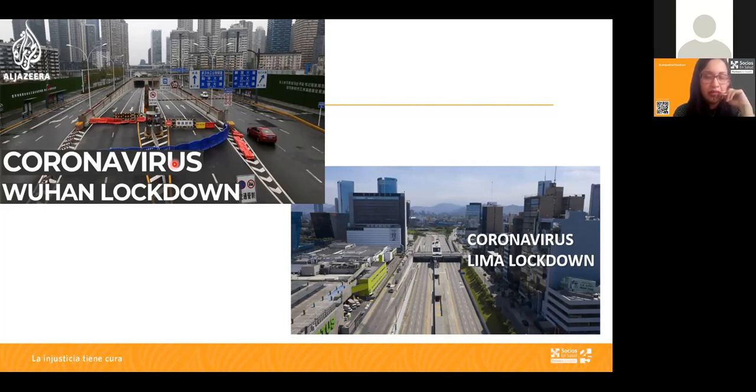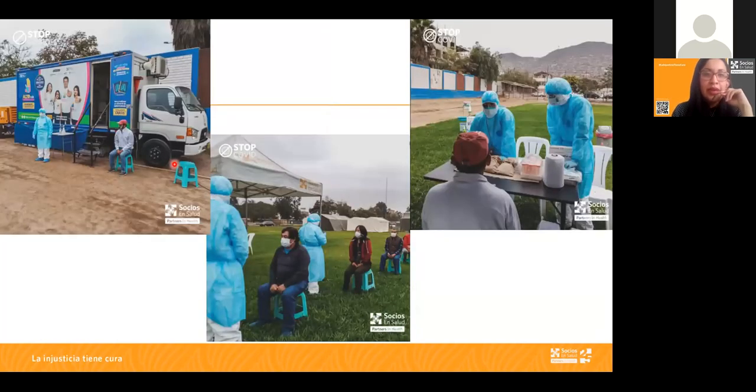And this allowed us to think about areas for improvement, to redesign some infection control plans that we already had for TB, but we wanted to strengthen those plans. In June, we made the decision of going back to our activities.